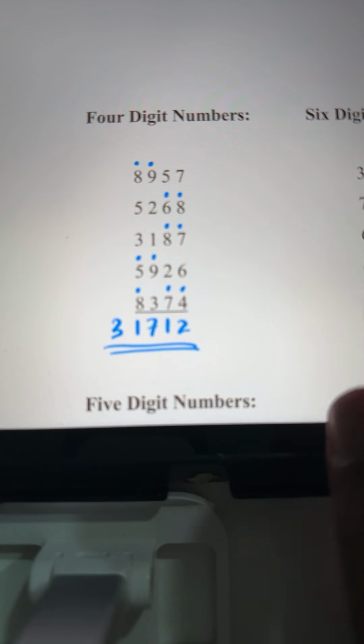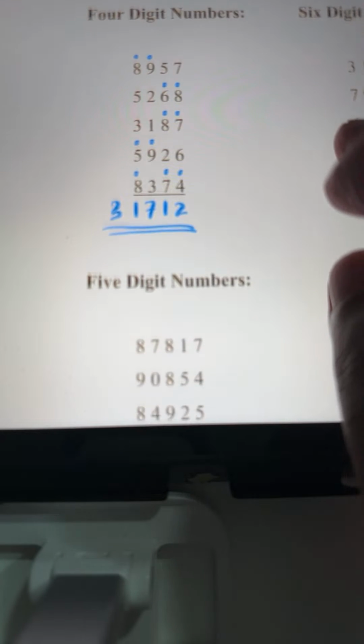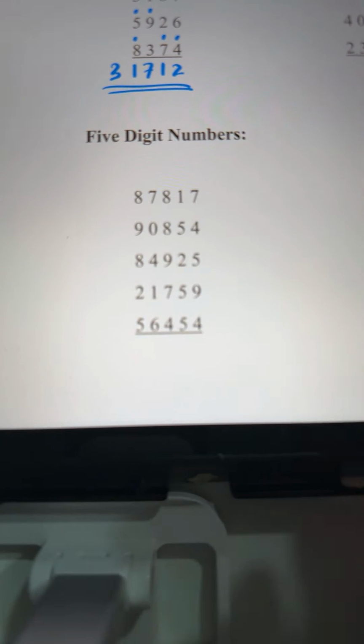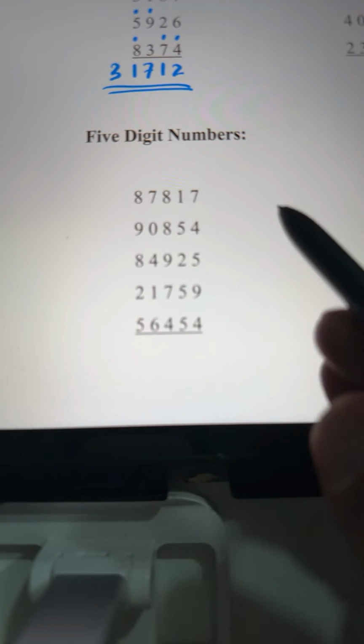Right now in this section, I don't know if I should tell that or not to this audience. So let's do this one, 5-digit numbers.